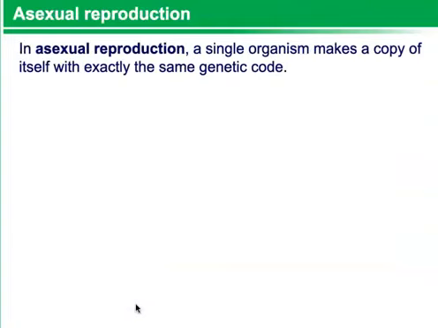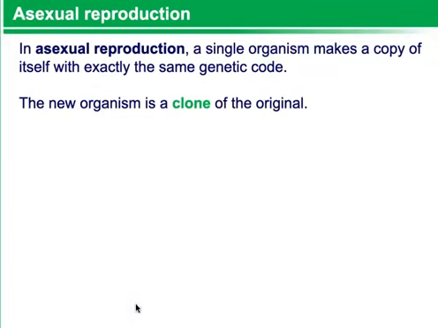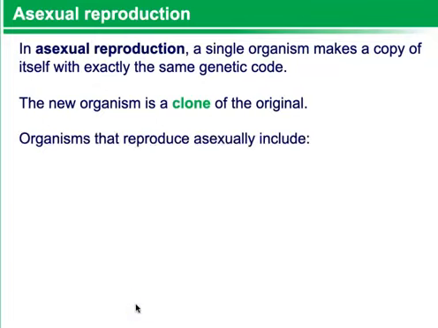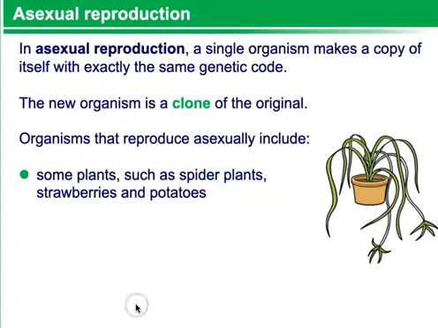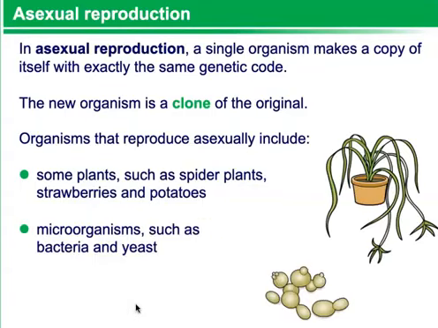Asexual reproduction. In asexual reproduction, a single organism makes a copy of itself with exactly the same genetic code. The new organism is considered a clone of the original. Organisms that reproduce asexually include some plants, such as spider plants, strawberries, and potatoes, microorganisms, such as bacteria and yeast, as well as a few insects, like aphids.